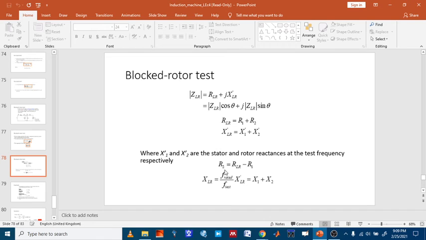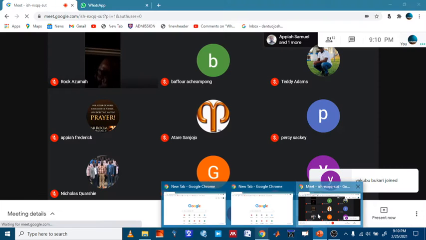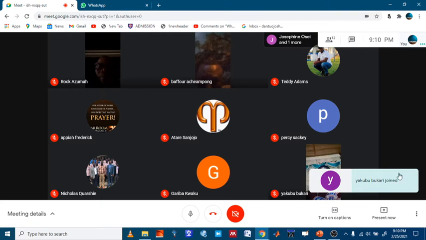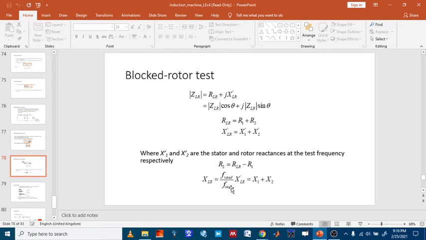For XLR, the actual XLR is given by the rated frequency over the test frequency times X prime LR. We need XLR, not X prime LR. When you are able to calculate X prime LR, you can just calculate XLR using this relation: rated frequency over the test frequency times X prime LR, which is the same as X1 plus X2. That's XLR.